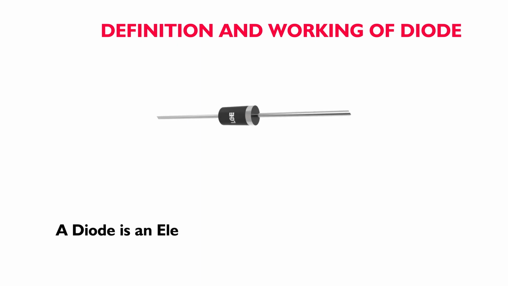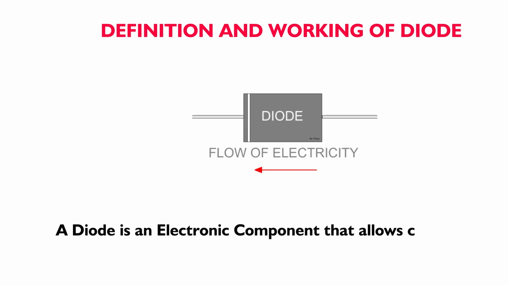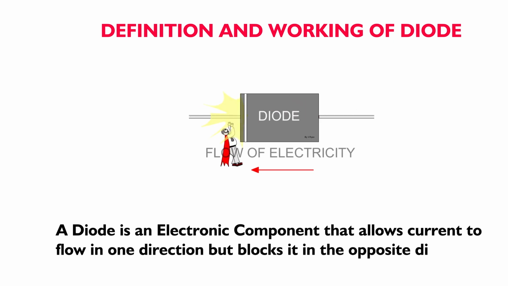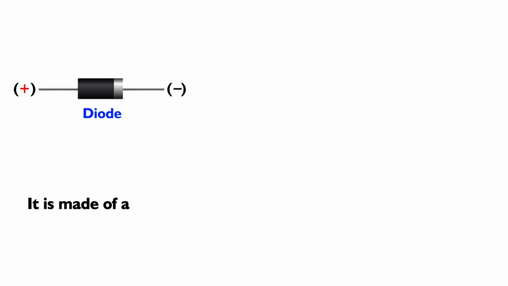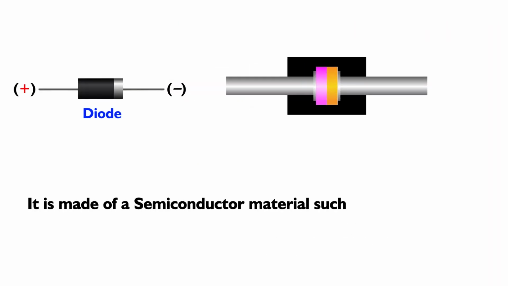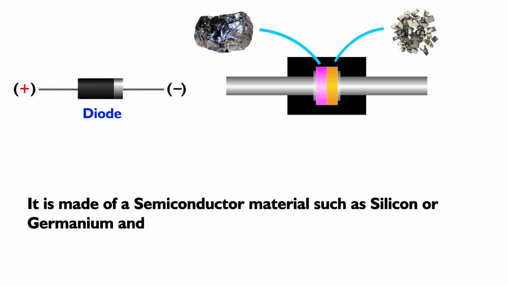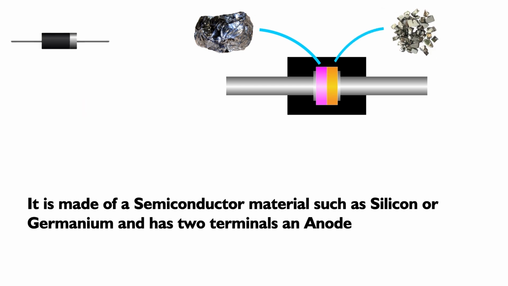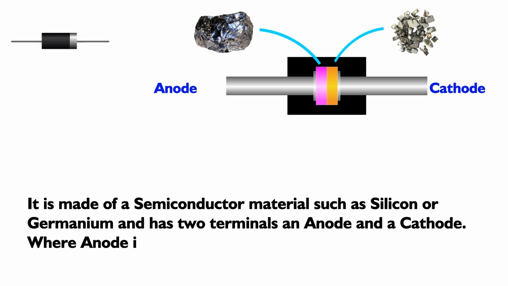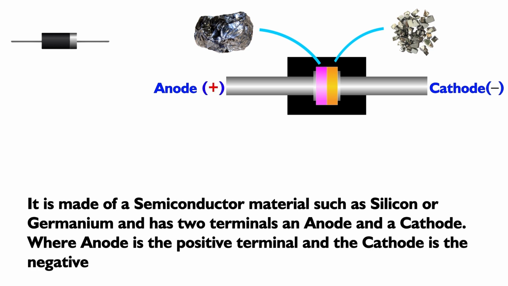A diode is an electronic component that allows current to flow in one direction but blocks it in the opposite direction. It is made of a semiconductor material such as silicon or germanium and has two terminals, an anode and a cathode, where the anode is the positive terminal and the cathode is the negative terminal.